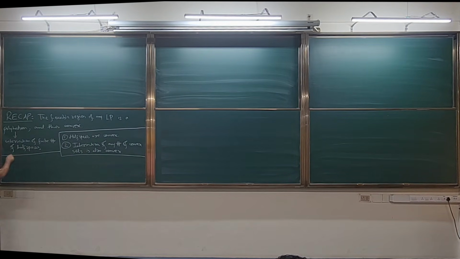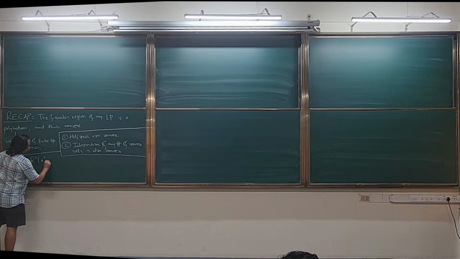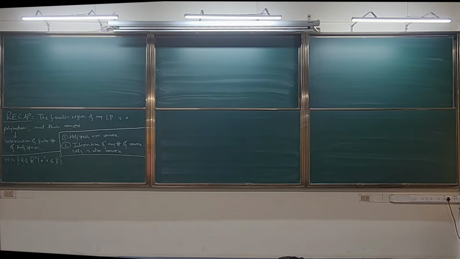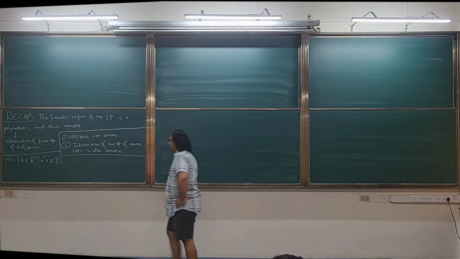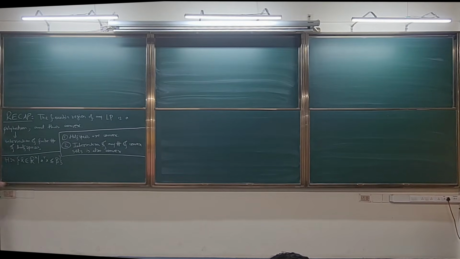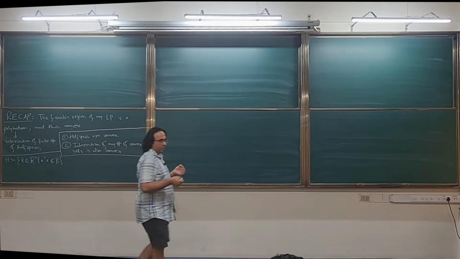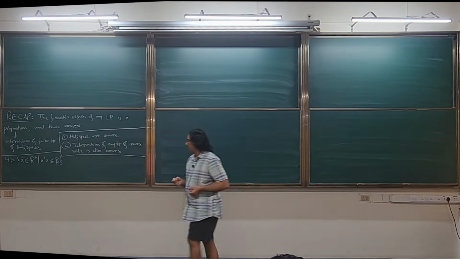Right? So what does it mean to say half spaces are convex? So let's say this is a half space. It is all the points x in R^n such that A transpose x is less than or equal to beta. So why are these convex? To show that this is convex, we need to show that if we take 2 points, then the convex combinations are also in the half space. So let's just do that.